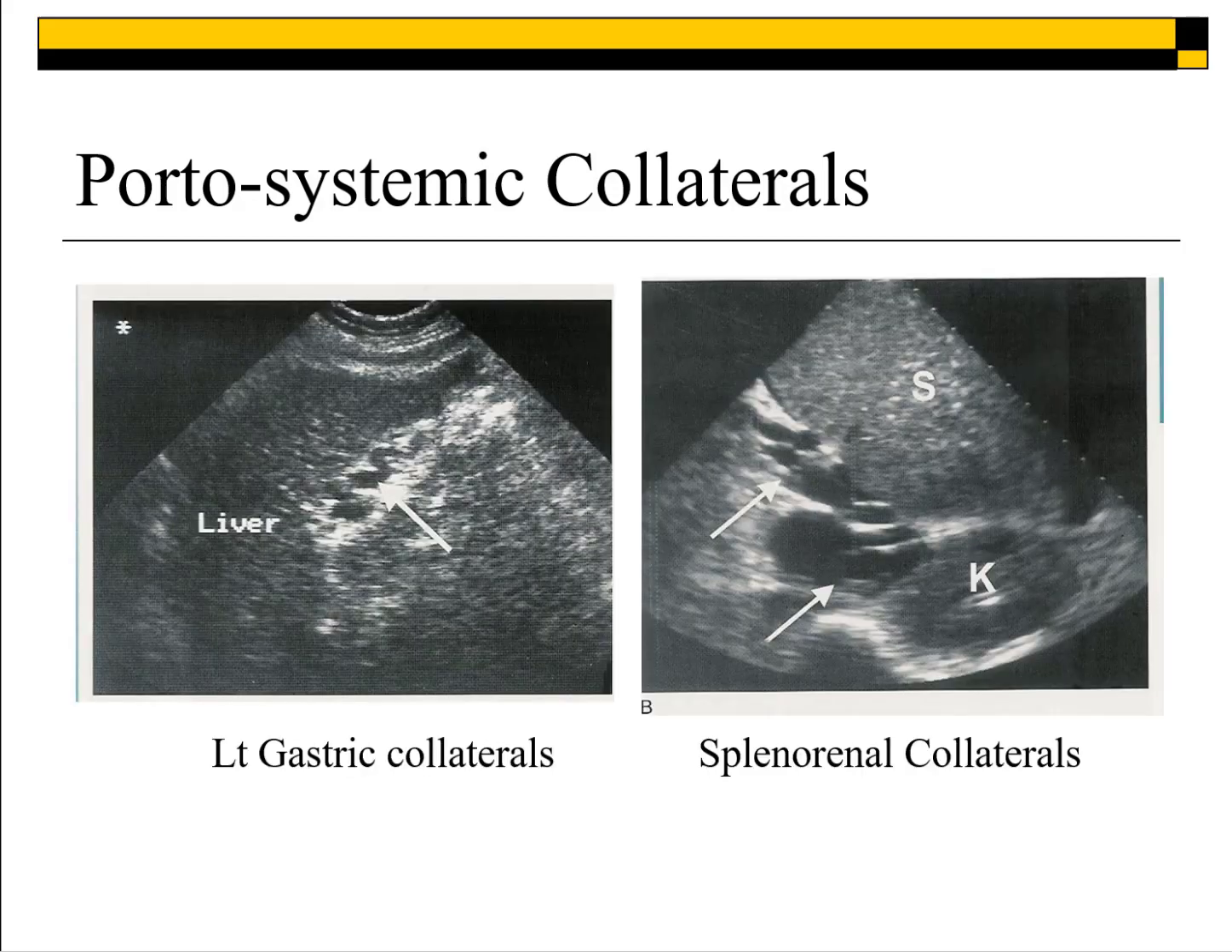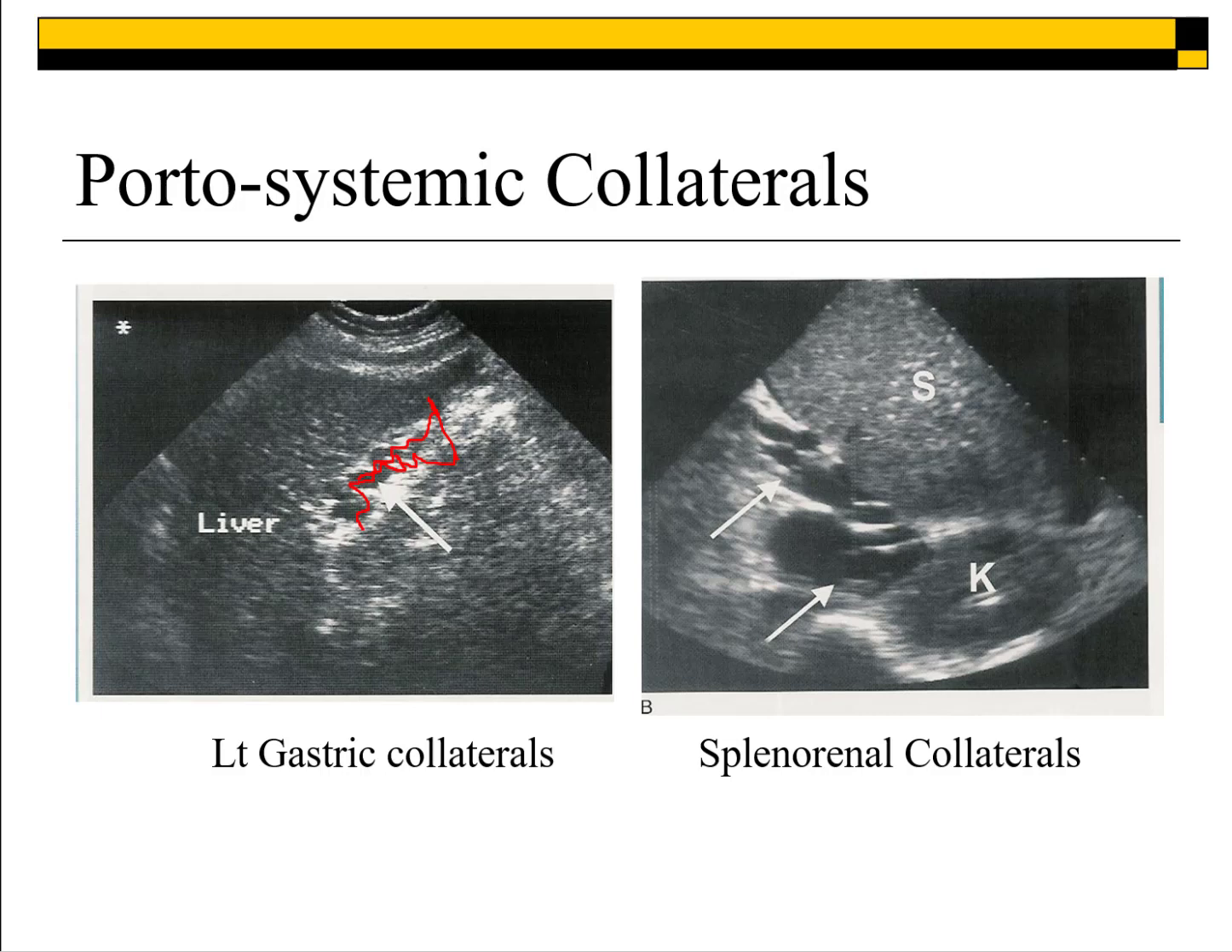Another good ultrasound image of left gastric collaterals there. You can see the liver adjacent and those gastric collateral varices that are dilated and visualized, that are not normally present. And again, here's another example of those splenorenal collaterals, which are a quite common portal systemic collateral.